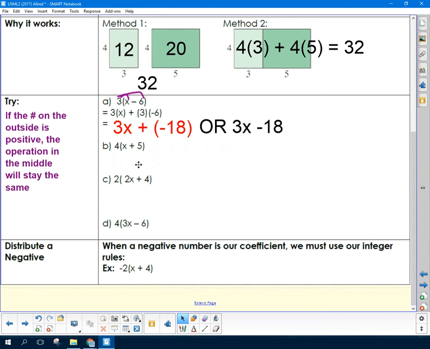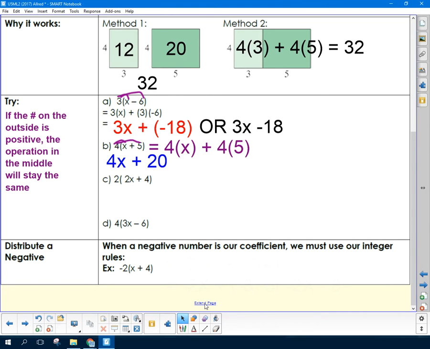Okay? I'm going to ask you to try number B on Ed Puzzle. That's right. 4 times x plus 4 times 5. 4 times x is 4x, and 4 times 5 is 20, and that addition sign in the middle is going to stay the same. Great job there on number B.